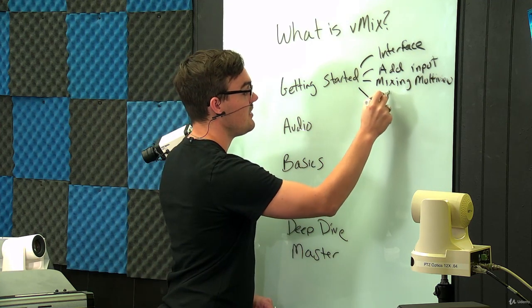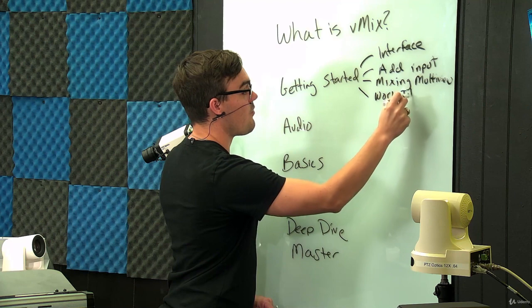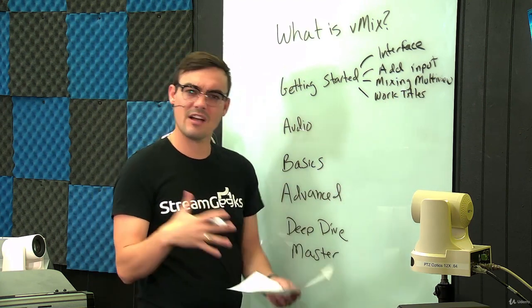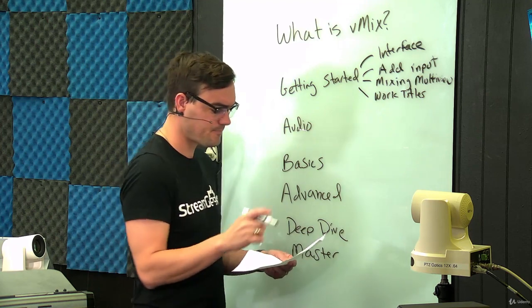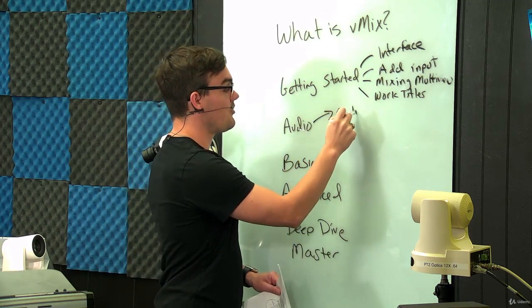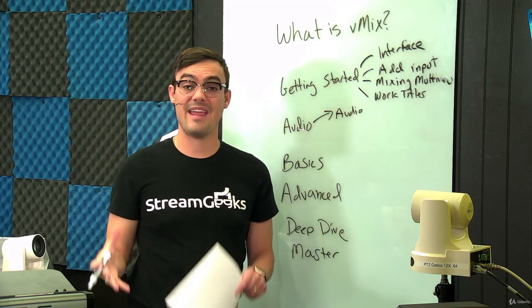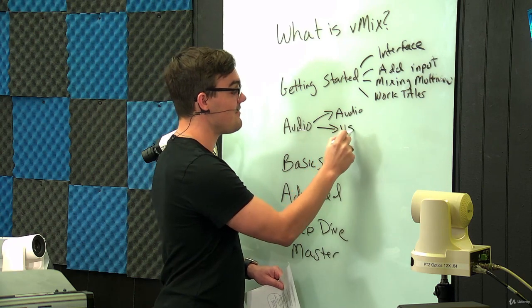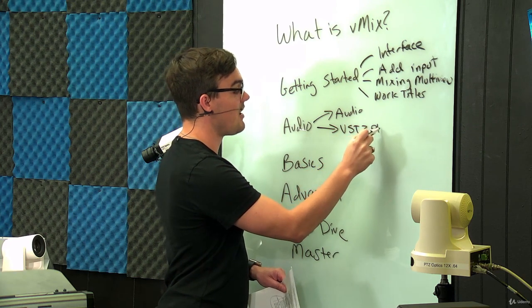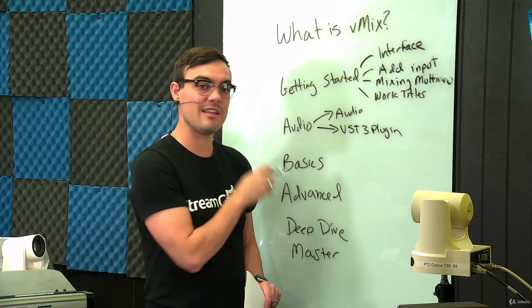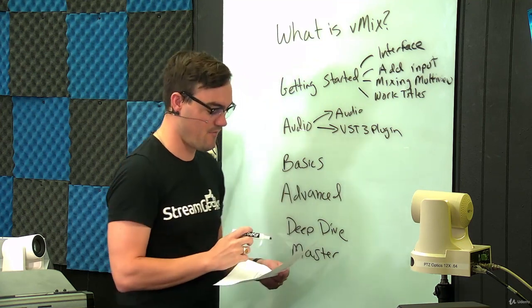And titles are a great way to show lower thirds and different information, countdown clocks, scoreboards, things of that nature. Then we'll talk about audio. Everyone knows audio is so important. We split up audio into the main audio mixer and how all of that works. But then we'll go into the advanced VST3 plugins. So we're going a little advanced, but don't worry, we get back to the basics pretty quickly, but we got to nail down that audio first.